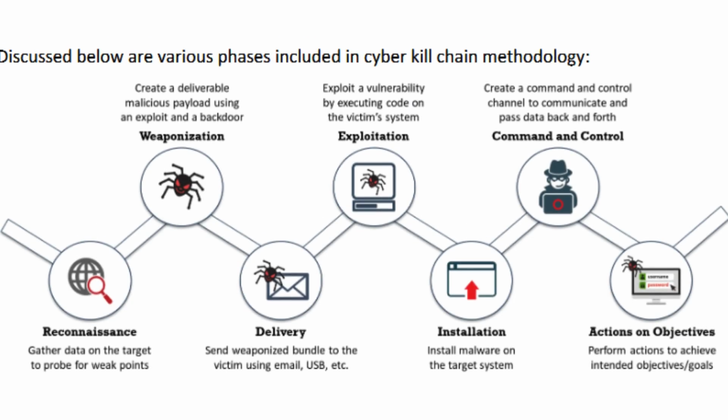Installation. The adversary downloads and installs more malicious software on the target system to maintain access to the target network for an extended period. Command and control. The adversary creates a command and control channel, which establishes two-way communication between the victim's system and adversary-controlled server to communicate and pass data back and forth. Actions on objectives. The adversary controls the victim's system from a remote location and finally accomplishes their intended goals.